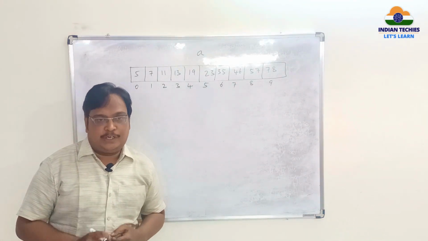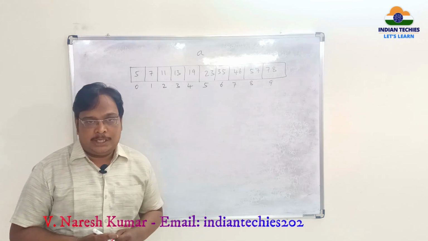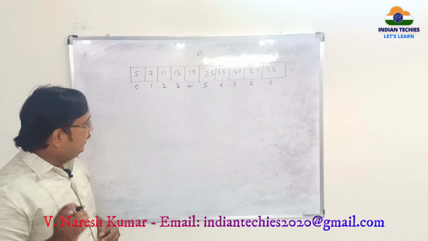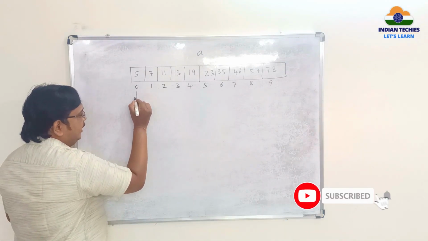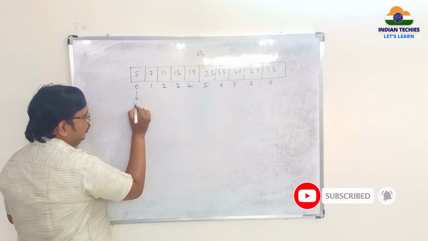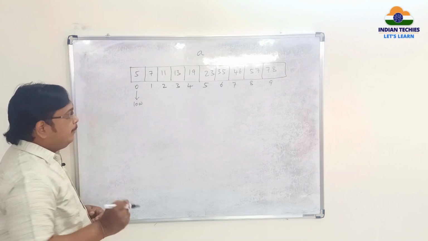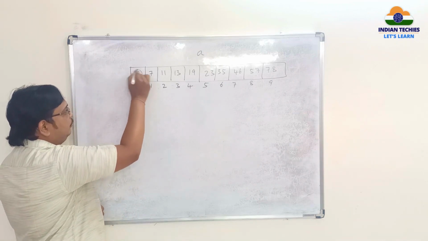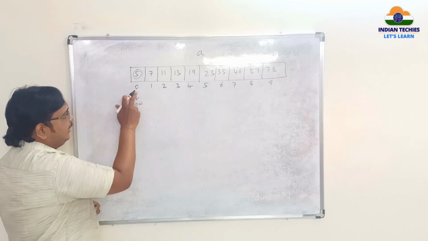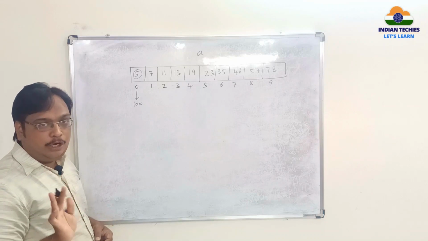First, what we have to do is identify some positions. Listen clearly and carefully. Always consider this first position as low. Remember, I am using the word position, which means I am assigning low as 0. Don't consider the value, I am considering its index position. So I am considering 0 as low.